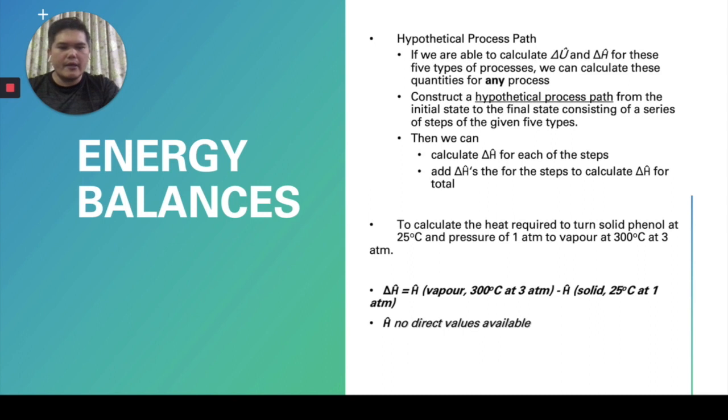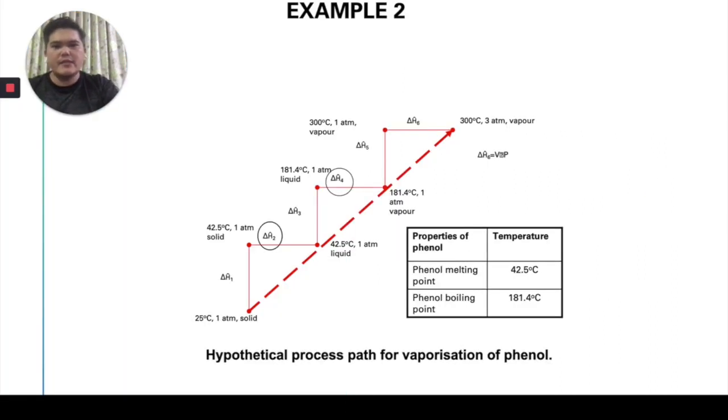And we know that if we refer to any kind of table, there are no specific values for the specific enthalpy, and this is where we have to draw what we call a hypothetical process path. So let's start first: we have 25 degrees Celsius, 1 atm, solid.